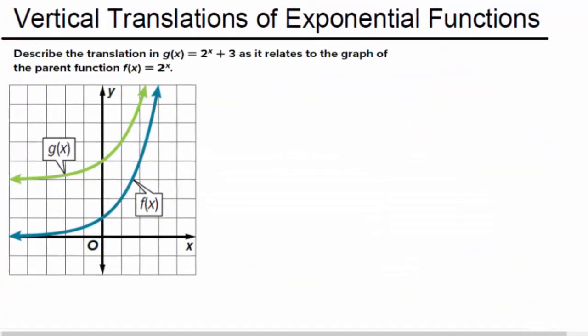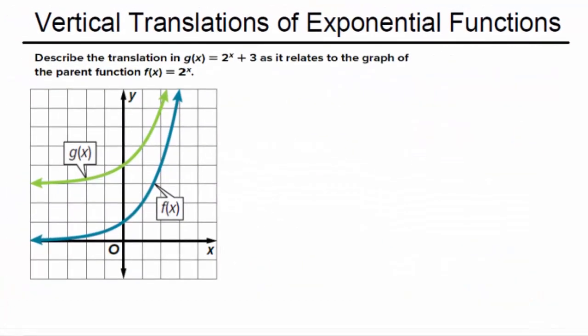Okay, so now we're being asked to describe the translation in g of x equals 2 to the x plus 3 as it relates to the graph of f of x equals 2 to the x, which is the parent function. So everything's based off of 2 to the x on this one. So our k value here, it's on the outside, it's plus, so our k value equals 3. So the k value is added to the function after it's evaluated. So we evaluate the function and then we add the 3.